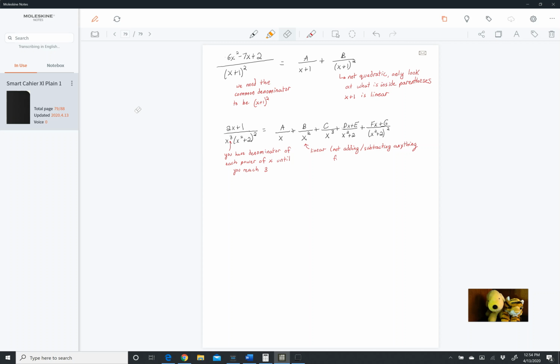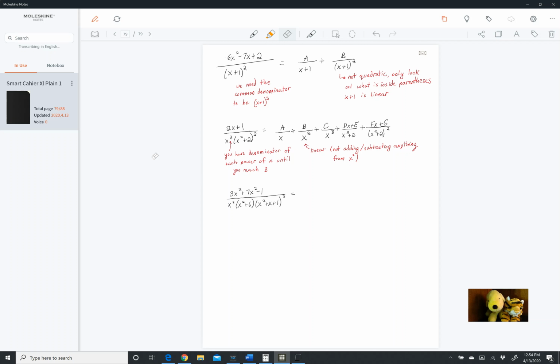Let's do one more example. Okay. Let's say that we have 3x cubed plus 7x squared minus 1. Numerator is kind of irrelevant. Let's say that we have an x to the 4th times x squared plus 6 times x squared plus x plus 1, and we'll cube that.